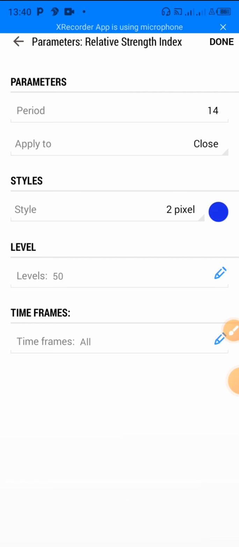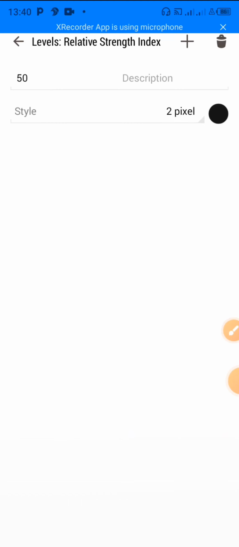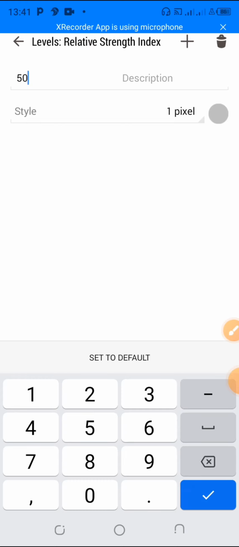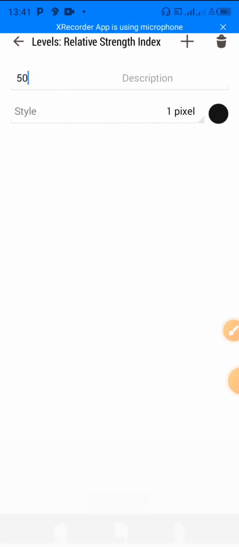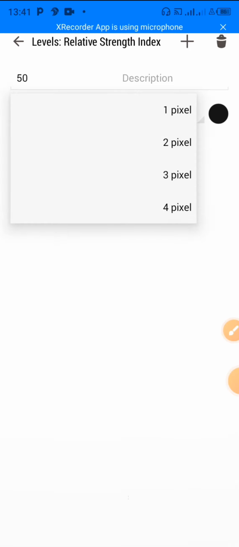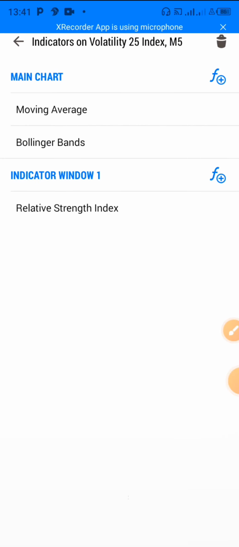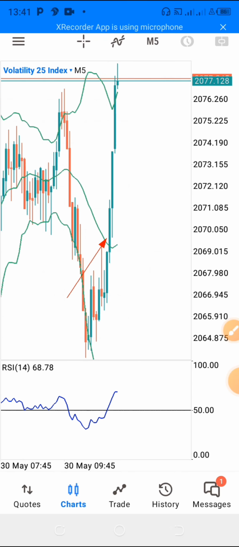But what is important is the levels. If you go on the levels, the default settings will be like this, but you're going to change this, and we only want 50, and the style is going to be like this. So when you're done, you're going to click done. So these are the settings that we have. On the main chart, we have the moving average and the Bollinger Bands, and on indicator window 1 we have the relative strength index. Then we're going to go back.